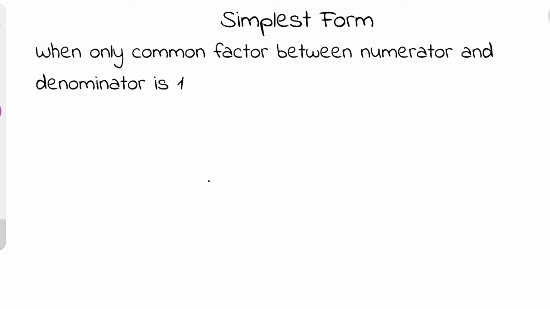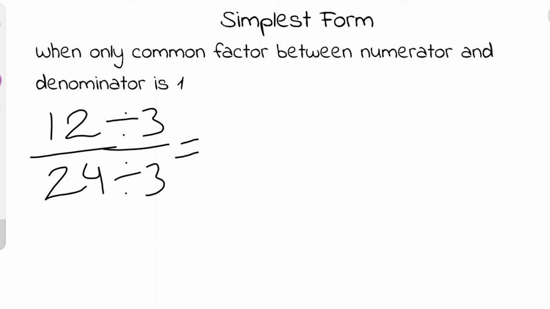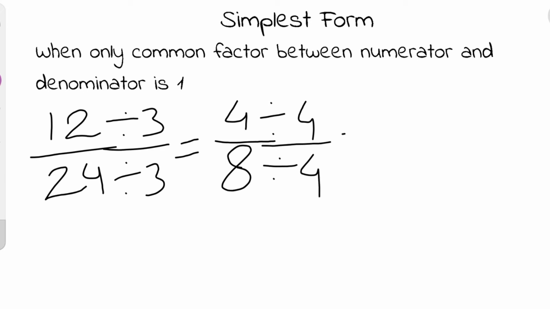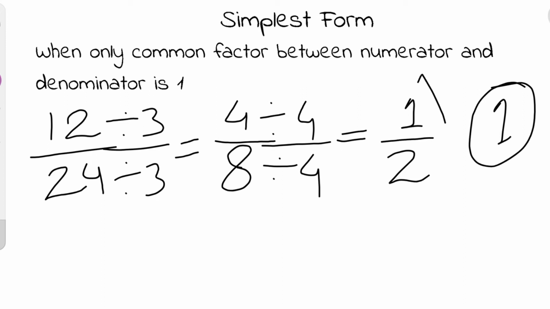Let's take another example. For example, 12 upon 24. Here I have taken the common factor 3. So 12 divided by 3 will give us 4 and 24 divided by 3 will give you 8. Now the common factors between 4 and 8 are 2 and 4. If you take the highest common factor, that is 4, then divide 4 by 4 and 8 also by 4. The result will be 1 by 2. Now 1 and 2 do not have any common factor other than 1, so 1 by 2 is in the simplest form. I hope this is clear to you all.